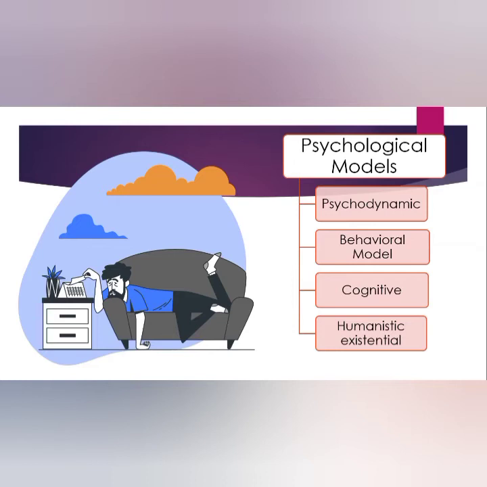So certain schools: cognitive, humanistic, existential, behavioral, and psychodynamic. These are the names of the schools. And we are just going to briefly cover how these schools have said what could be the reasons of a certain disorder. So psychodynamic is one of the very popular schools of psychology.